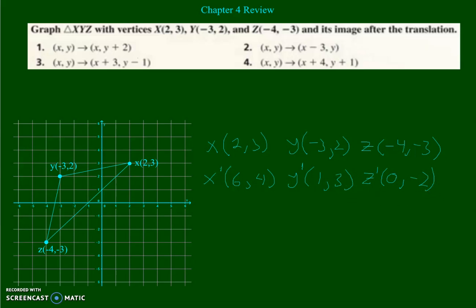Now we go ahead and plot those points. And we have 6, 4. 1, 3. And 0, negative 2.